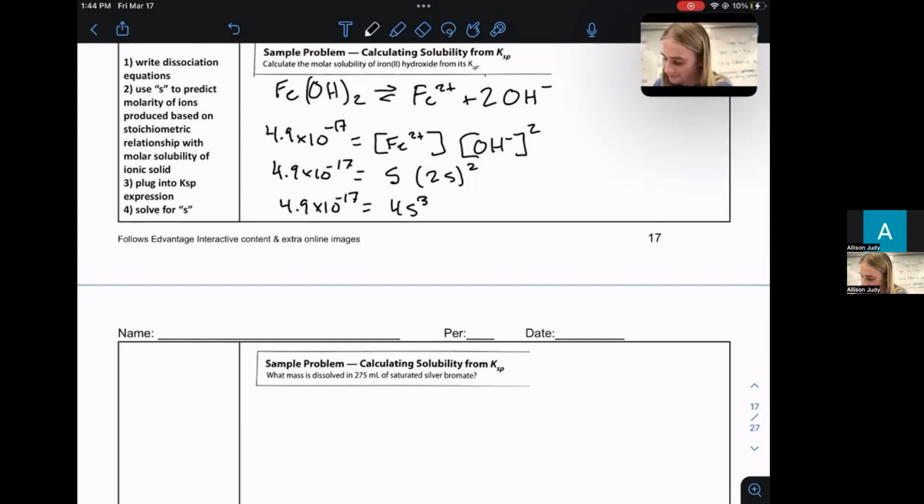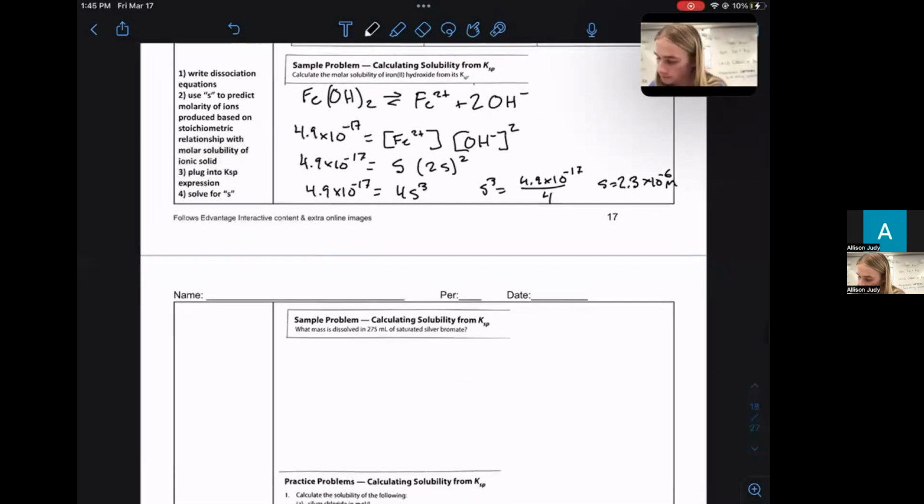At this point, divide by 4: S cubed equals 4.9 times 10 to the negative 17 over 4. You can cube root that, plug it into your calculator, and S should come out to be 2.3 times 10 to the negative 6. Molarity is our molar solubility. I don't know if anybody wants to do the calculations and confirm that, but I did this calculation myself yesterday, so theoretically it's right. 2.3 times 10 to the negative 6 is about right.